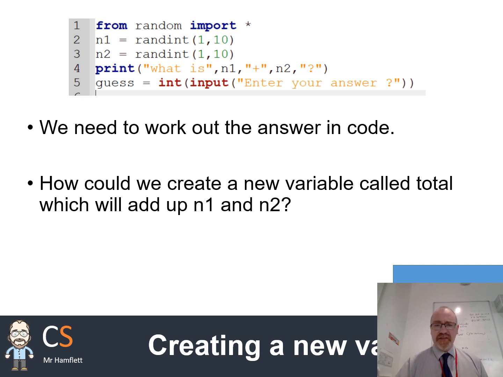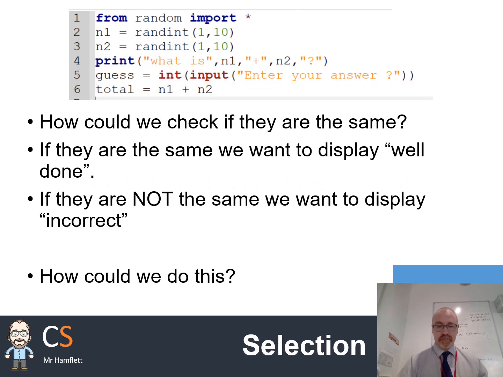We need to work out the answer to the code. So let's say I've got these two random numbers, n1, n2, and I want to add them together and store that value in a new variable called total. How might I do that? Here I've got the answer. I've got my variable n1, the operator plus, which is just going to add them together, and the variable n2. So I've got two variables which are going to be added together, and that value is going to be assigned to the variable total. So it's going to be stored in the variable total.